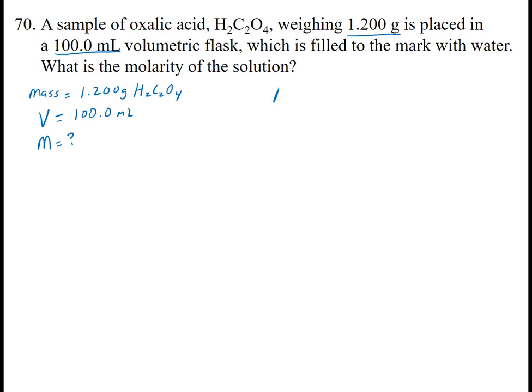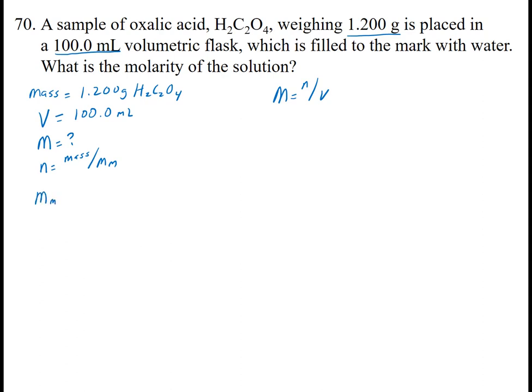So the formula for molarity we just saw is N divided by V. Molarity is what I'm looking for. I have a volume, but I do not have N. If I go back to unit 3, N, the moles, is the mass divided by the molar mass. I have a mass given. I don't have a molar mass yet, but I have what the compound is. If I have the compound, I can find the molar mass.